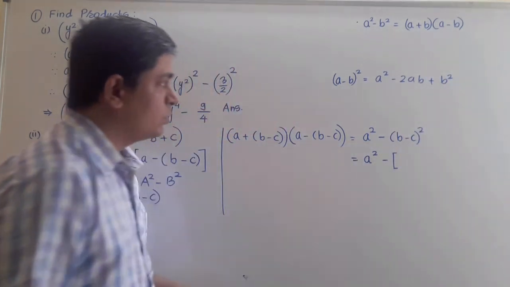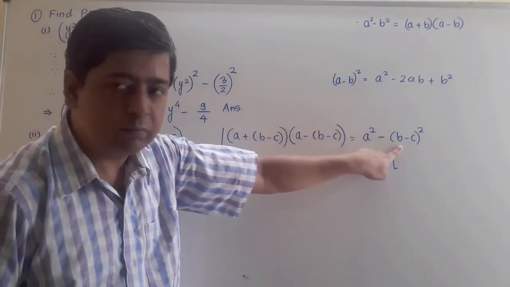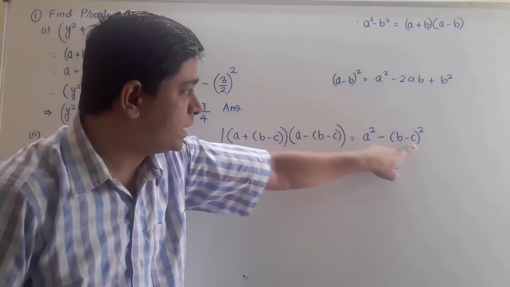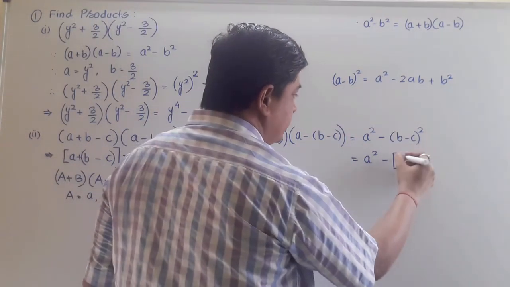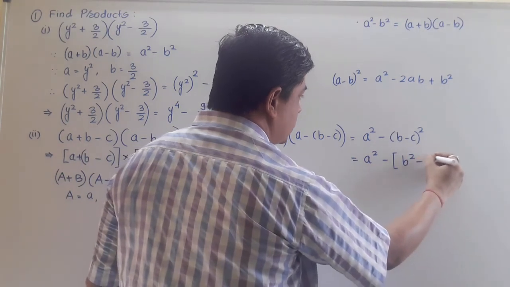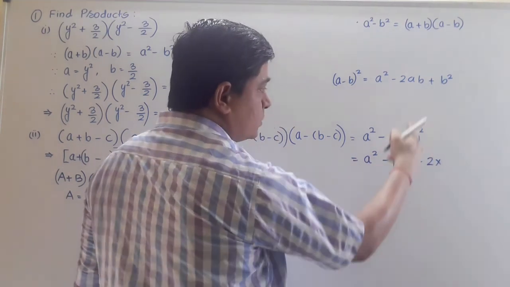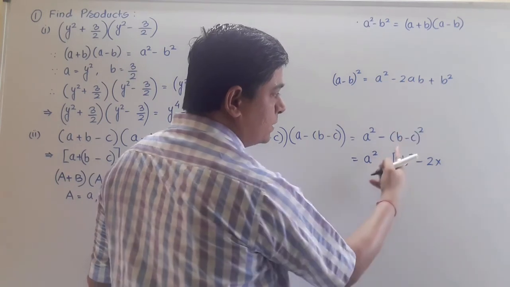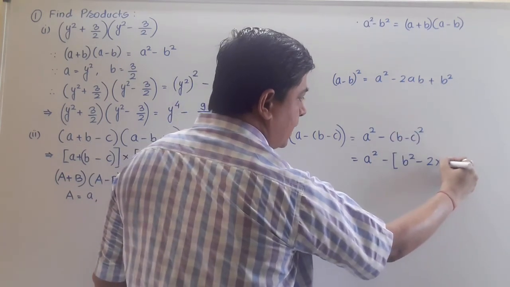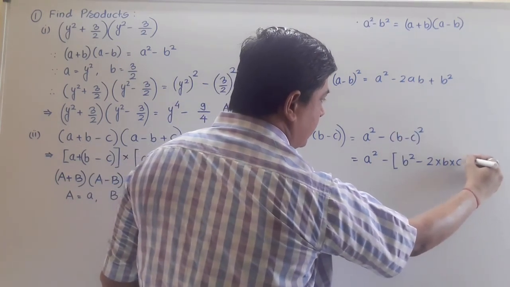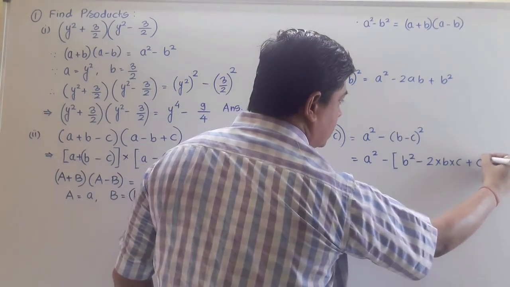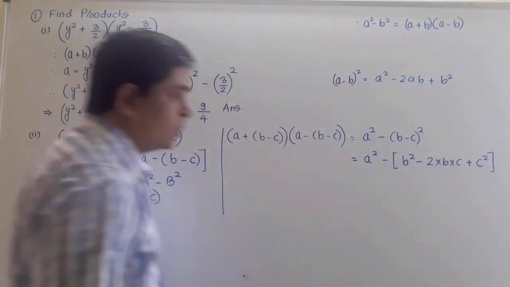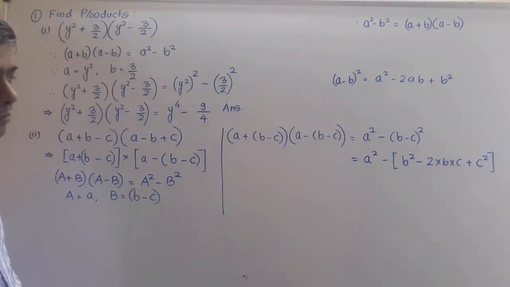So compare: who is your A here? A will be b, and who is your B here? That will be c. So I am writing it in the form: A means here b, so b² − 2 into A into B, so my A is here b and B will be here c, plus B², so B means here c, that will be c². Okay, now finally the minus sign we can multiply inside.